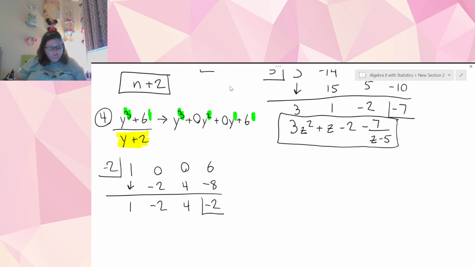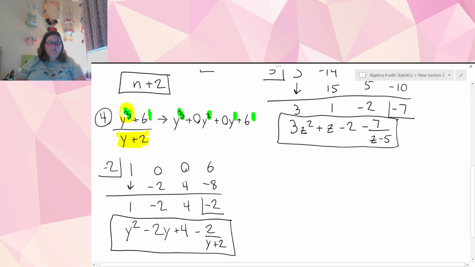So we look at our original problem. We started with a degree of 3, so we go down by 1. So we're going to have y to the second minus 2y plus 4, and then we keep minus 2, and we put that over y plus 2. And that's how you do synthetic division.